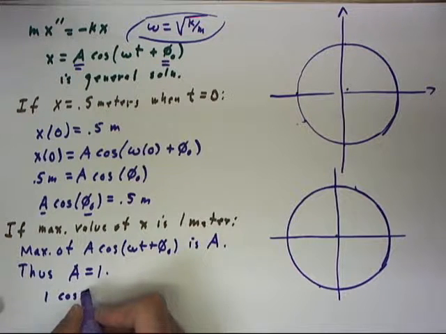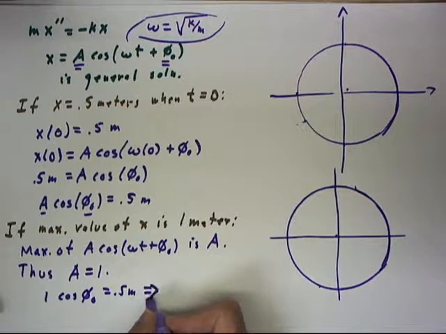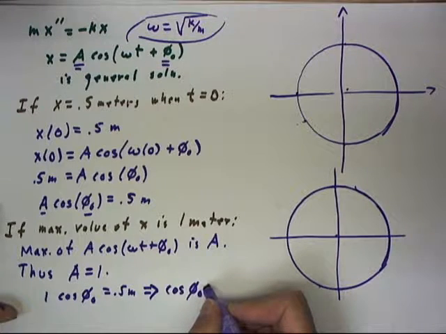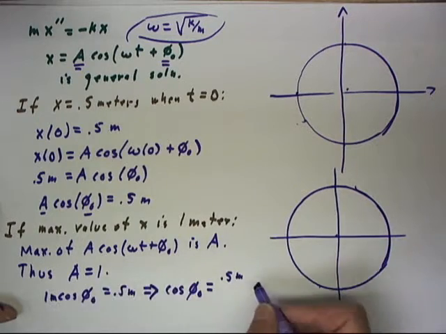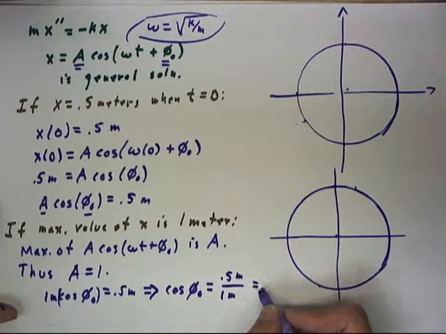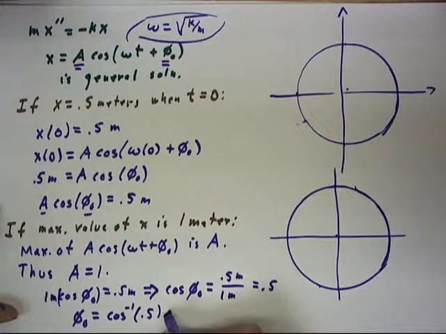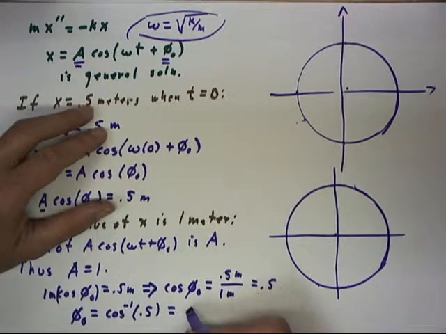1 times the cosine of phi sub 0 equals 0.5 meters implies that the cosine of phi sub 0 be 0.5 meters, and this is 1 meter, not just 1. So 0.5 meters over 1 meter, which is 0.5, so that phi sub 0 equals the inverse cosine of 0.5. And inverse cosine of 0.5, as we know, is 60 degrees, or pi over 3 radians.